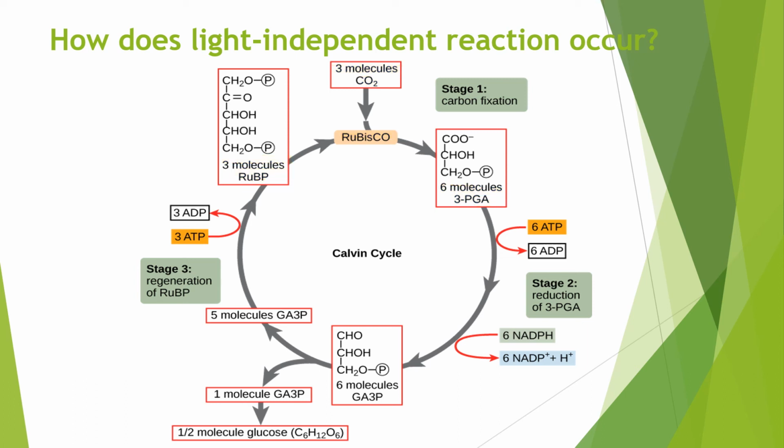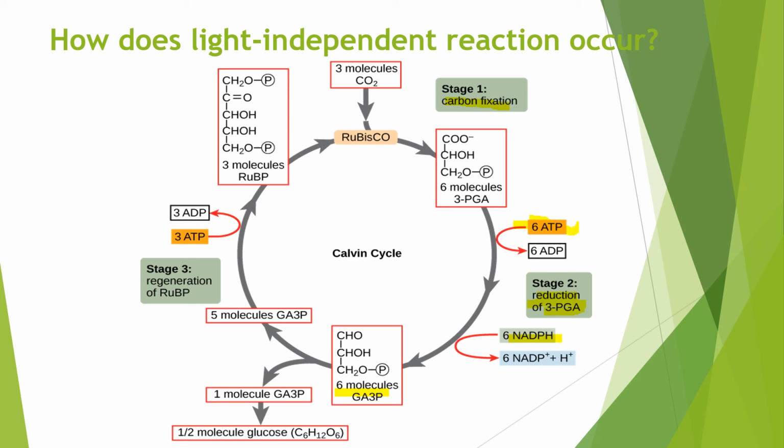After the carbon fixation, reduction follows, and in the reduction process, it uses the products of light-dependent reactions, ATP and NADPH, in order to convert the six molecules of 3-PGA into six molecules of GA3P or glyceraldehyde 3-phosphate. It is considered a reduction reaction because it involves the gaining of electrons by 3-PGA. Recall that reduction is the gain of an electron by an atom or molecule.